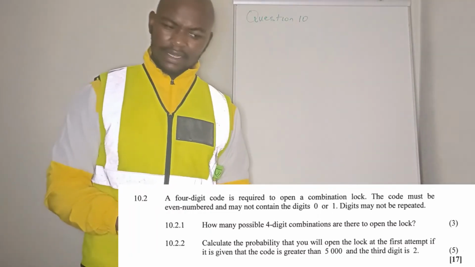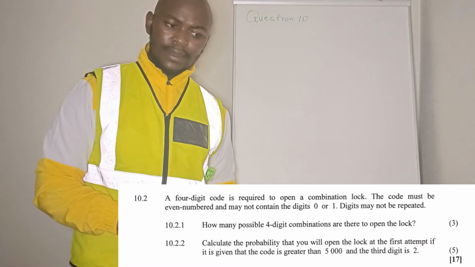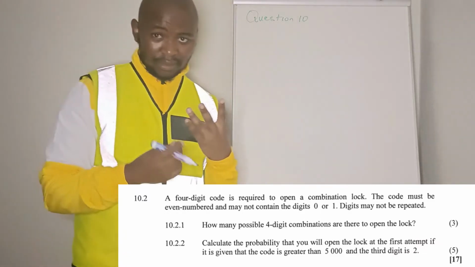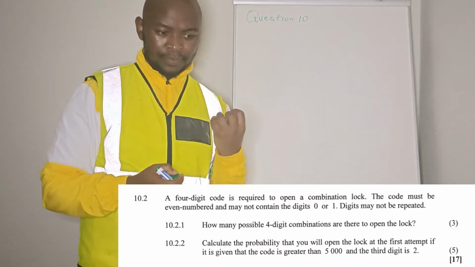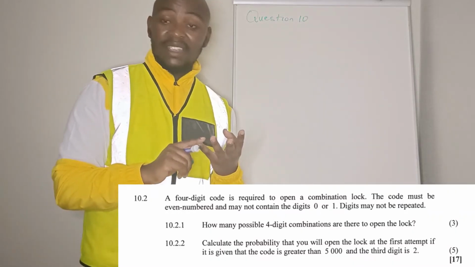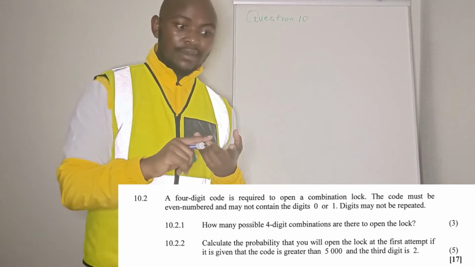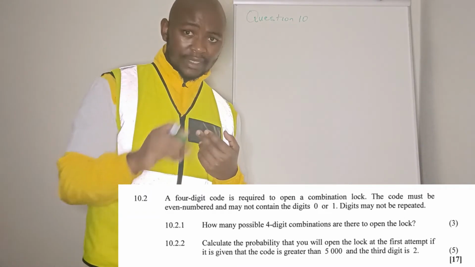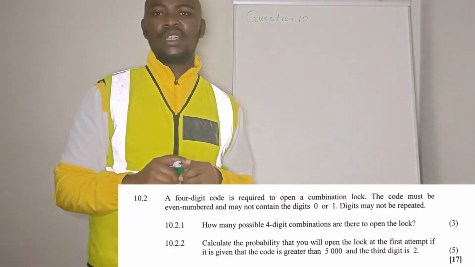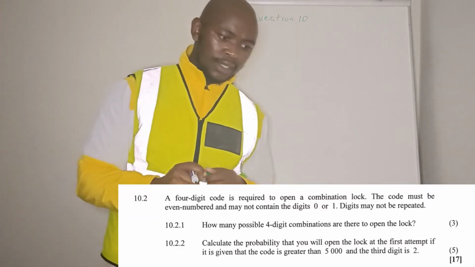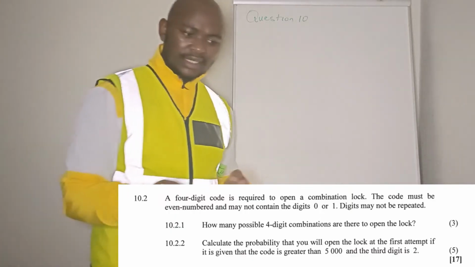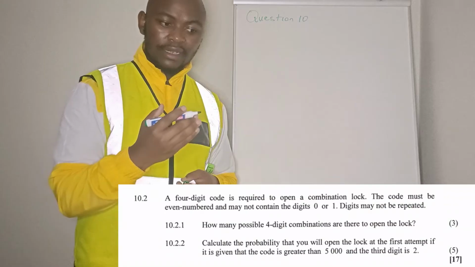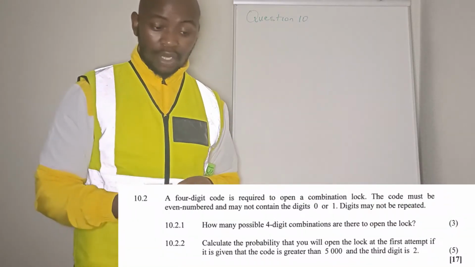Okay, so there are many requirements in there. 4 requirements. The code must be 4 digits. It must be even numbered. It must not have 0 or 1, and also the digits in the code must not repeat. Okay. Now the first question is asking us how many possible 4-digit combinations are there to open the lock.